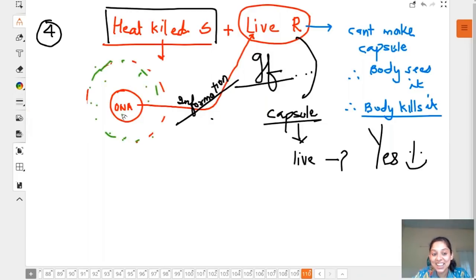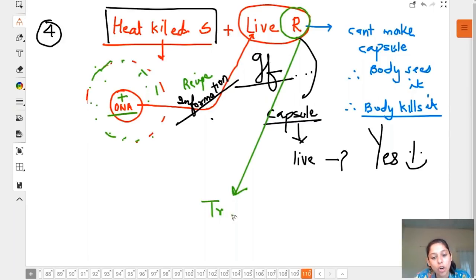But DNA is there. The DNA will go to R. And what will it do to the R? It says, "Hey, listen, R, come here. I'll tell you how to make capsule. Make it now. It's like a recipe. Capsule making is so easy. I'll tell you, you make." So what will the R do?